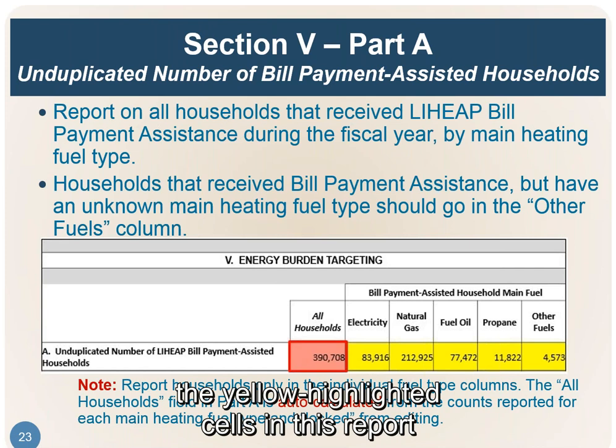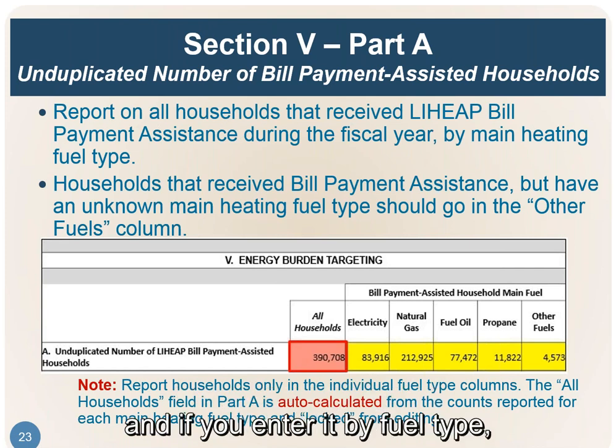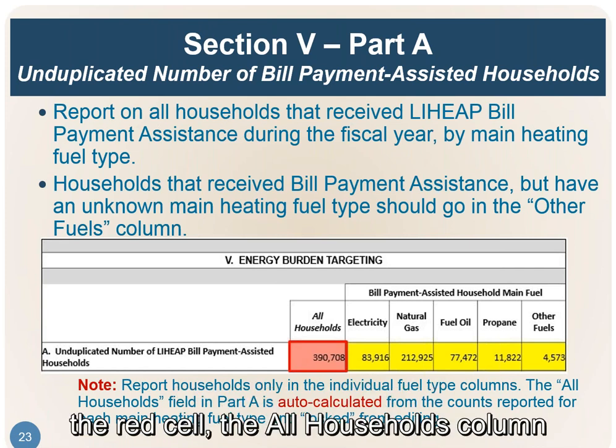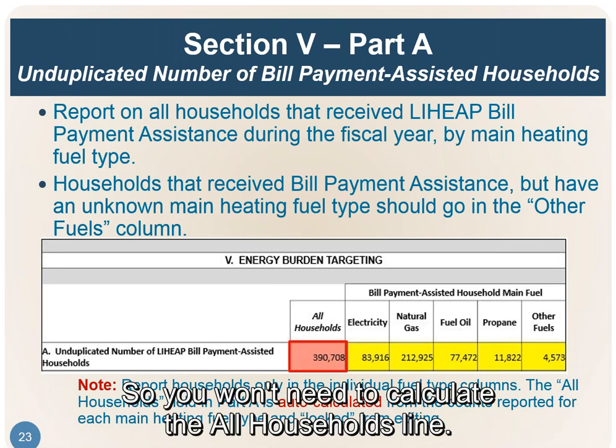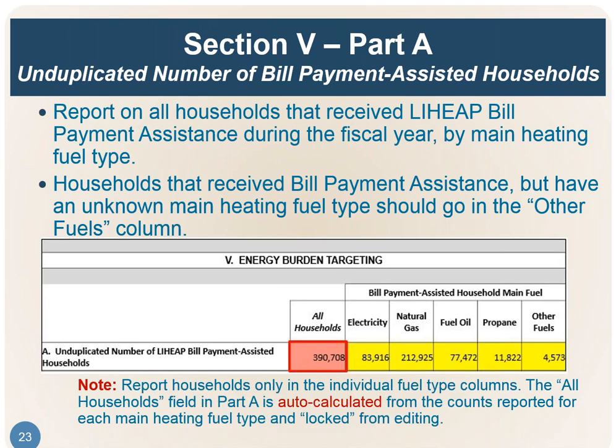And you'll notice that the yellow, for those of you who can see color, the yellow highlighted cells in this report are the fuel types. And if you enter it by fuel type, the red cell, the all households column, will auto-calculate. So you won't need to calculate the all households line.